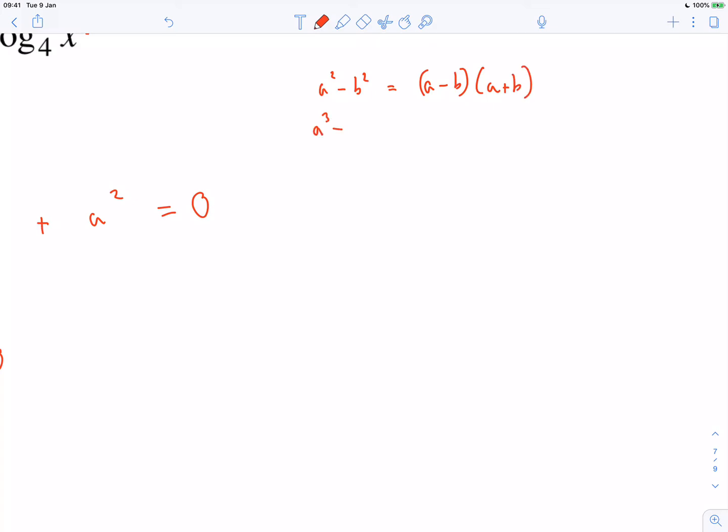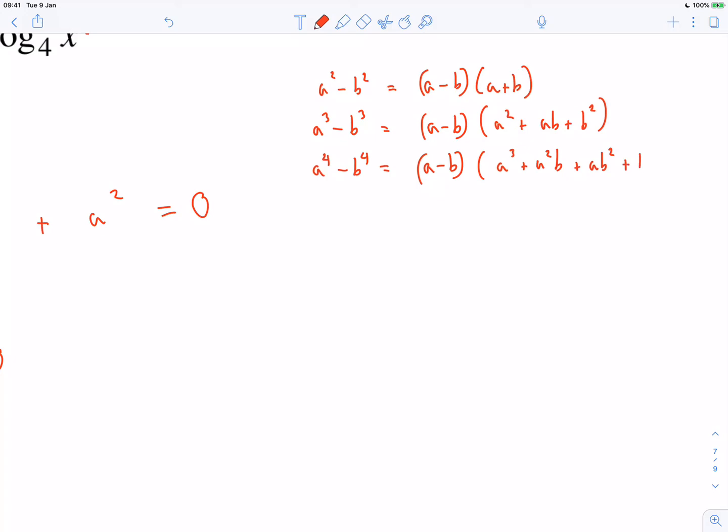So if I've got a squared minus b squared, that is a minus b times a plus b. Now if I've got a cubed minus b cubed, that is a minus b times a squared plus ab plus b squared. And if I've got a to the 4 minus b to the 4, this is a minus b times a to the 3 plus a squared b plus ab squared plus b cubed. And if I've got a to the 5 minus b to the 5, this is a minus b times a to the 4 plus a cubed b plus a squared b squared plus ab cubed plus b to the 4. Can you spot a pattern? Can you see what's going on?